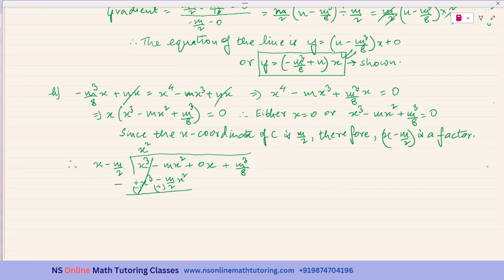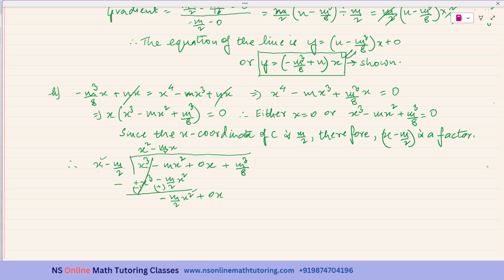These two will be getting cancelled, and this is minus mx square and this is plus m over 2 times x square. So the resultant will be negative m over 2 x square. And now I bring down the plus 0x. Again, this is the first term of the dividend, this is the first term of the divisor. I divide and I get the second term of the quotient, which is negative m over 2x.